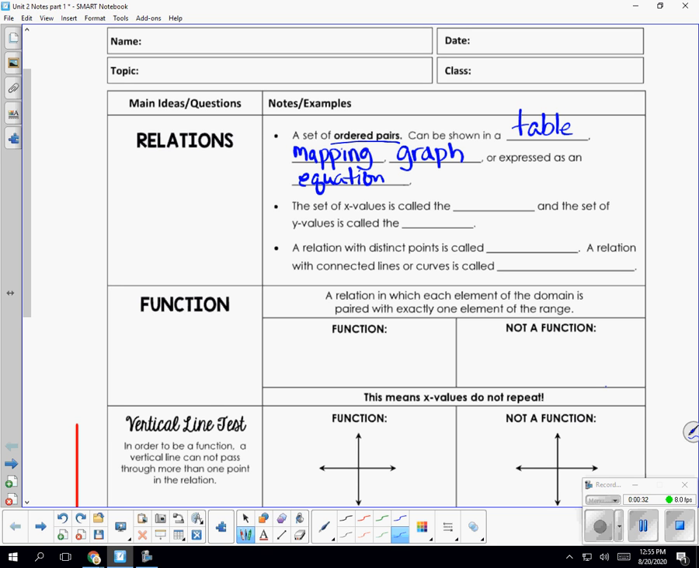Okay, the set of x values is called your domain, and the set of y values is called your range. A relation with distinct points is called discrete, and a relation with connected lines or curves is called continuous.